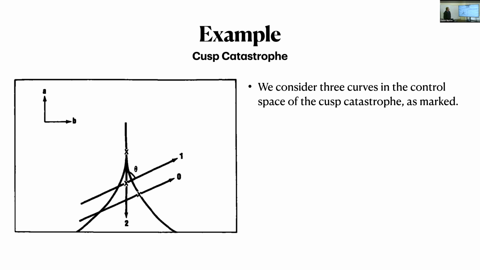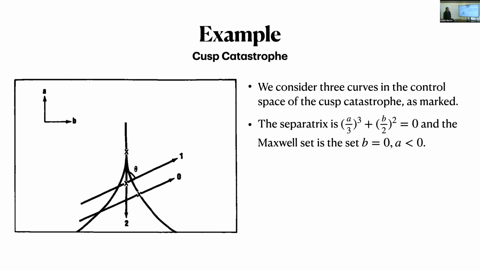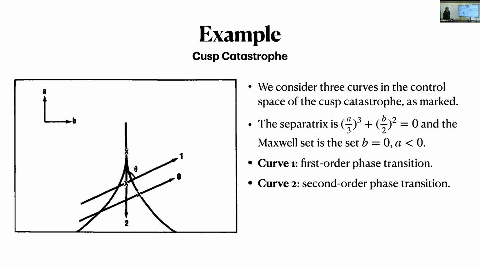But there's also the Maxwell set, which I'll now explain. Let's consider three curves marked here as 0, 1, and 2. The Maxwell set is the set B equals 0, A less than 0. I actually remarked on this earlier. In this bottom region 3, you have something with two minima. But generally in region 3, one of the minima is lower than the other. The line where they're exactly the same height is right in the middle. That's the Maxwell set. That's the picture I drew, on the Maxwell set.